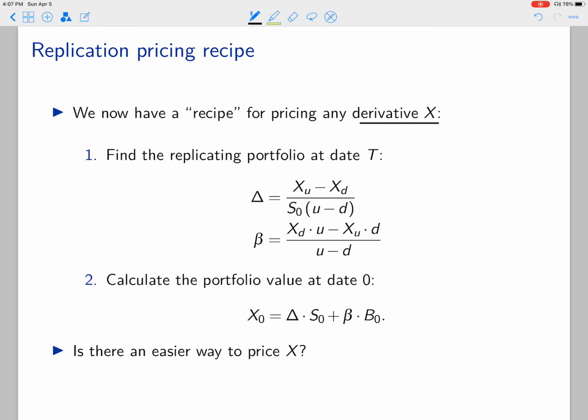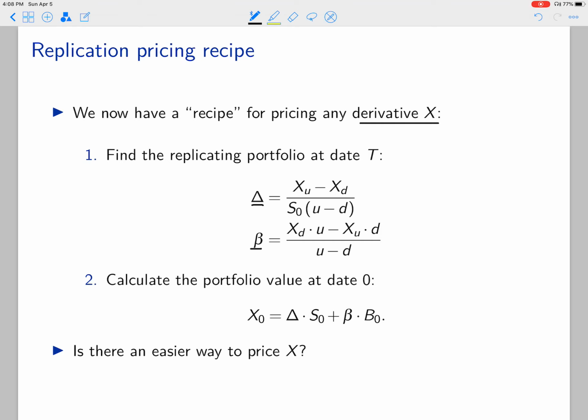We solved for the formula for delta and beta. We did it in a completely general context with any general payoff derivative X. The formulas were delta equals XU minus XD over SU minus SD, and beta is equal to XD dot U minus XU dot D over U minus D. In the first part, then, we found the replicating portfolio.